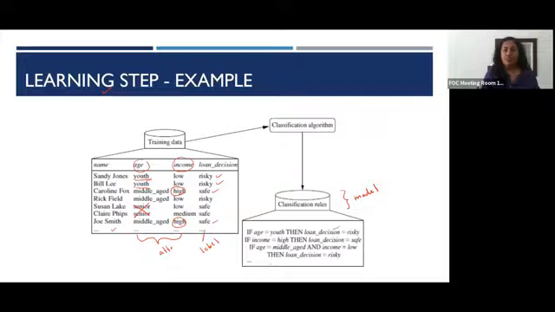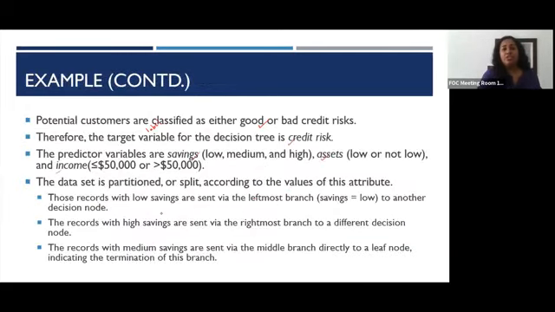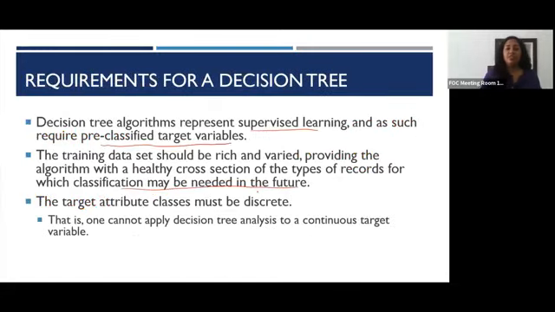You tested, you will not, right? Isn't it? So that is why, because all the possibilities you have to consider and include in your training data set. If you are missing some possible values for this, that means your machine will not learn how to deal with those. So that's why it says it should have a rich and varied cross section of the types and records which might be needed.